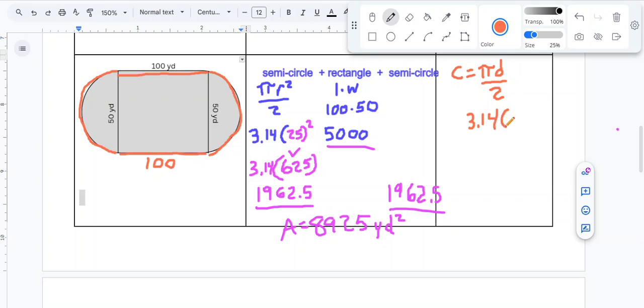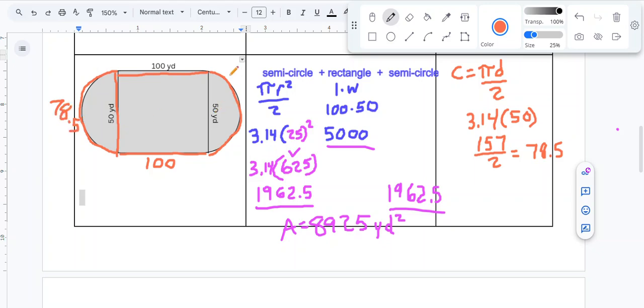And then for diameter, the diameter is all the way through the circle. So that's the whole thing, which is 50. And I can just multiply those together. 3.14 times 50 gives me 157. And then I can divide that by 2 to get my semicircle. And 157 divided by 2 is 78.5. That's an ugly looking 8, but that's an 8. All right, so this curve over here is 78.5.